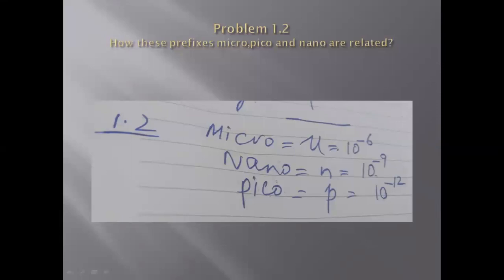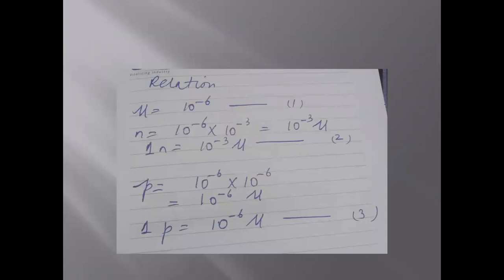Now, we will find the relation between micro, nano, and pico. Micro is 10 raised to the power minus 6, and nano is equal to 10 raised to the power minus 6 multiplied by 10 raised to the power minus 3. So what I will get is 10 raised to the power minus 3 micro. So 1 nano is equal to 10 raised to the power minus 3 micro. This is the relationship between micro and nano.